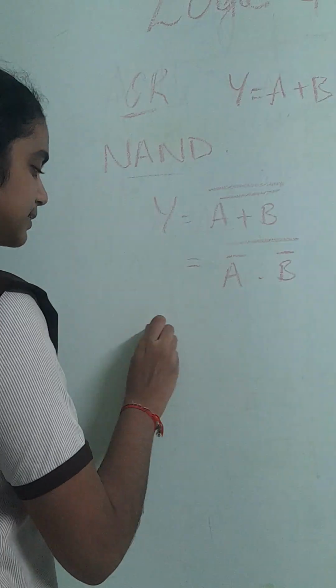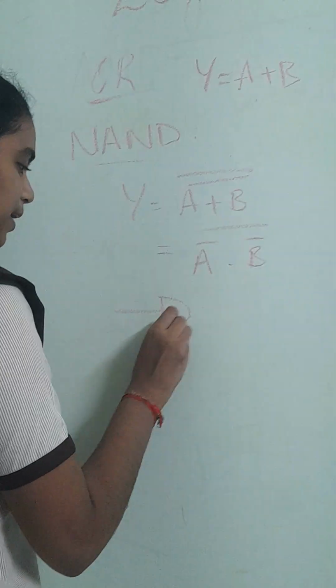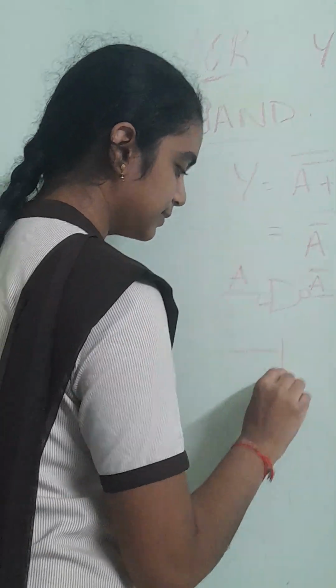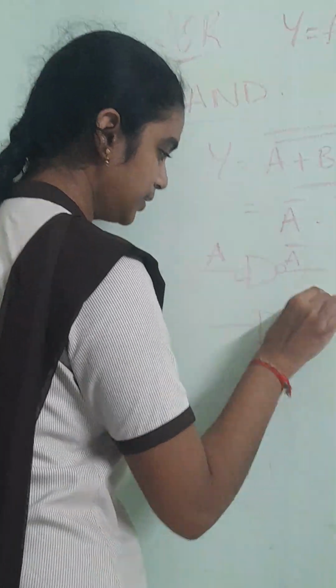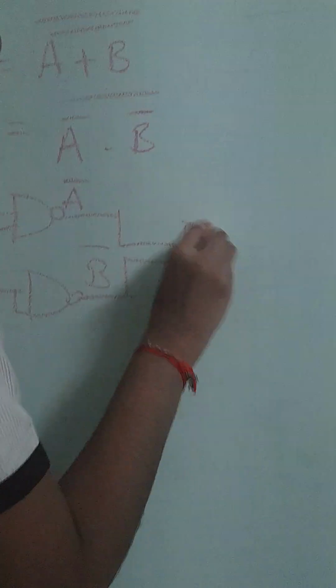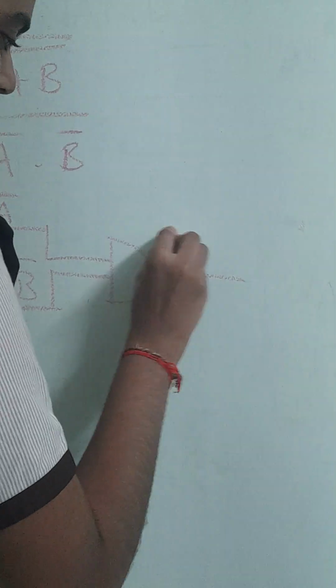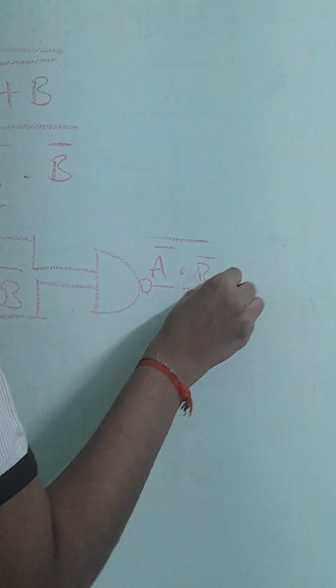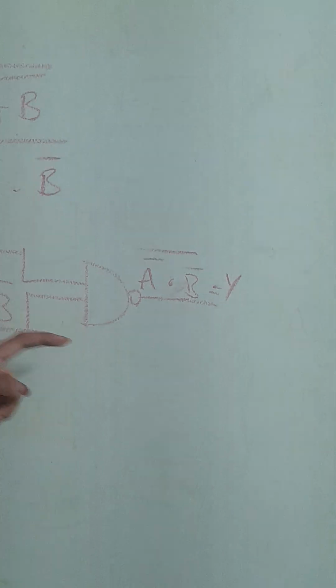Now let me represent this here. So let me take A bar. So A bar, and in similar way B bar. And I am going to join these two using a NAND gate. So A bar into B bar whole bar, which is the required output.